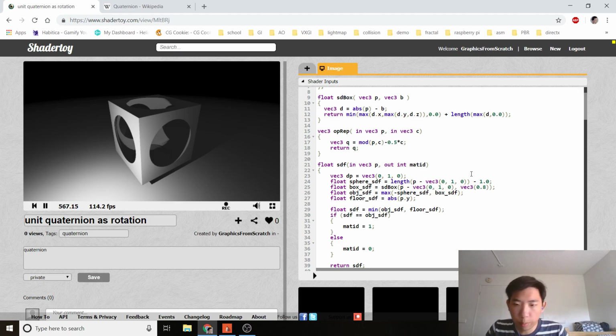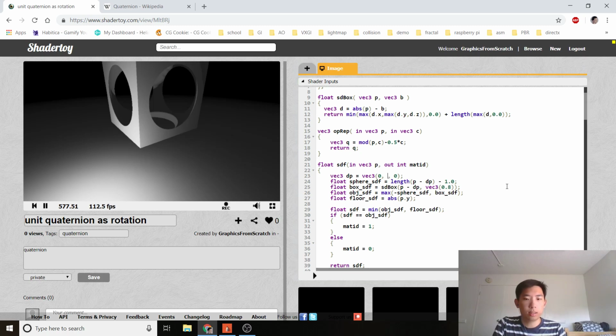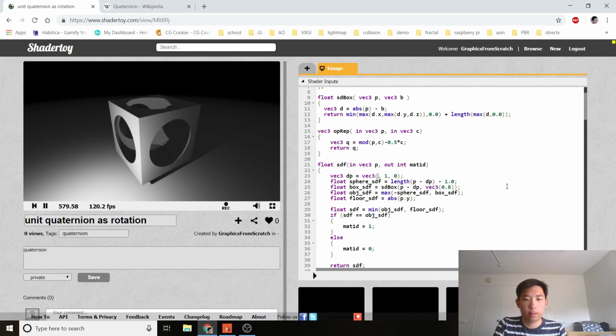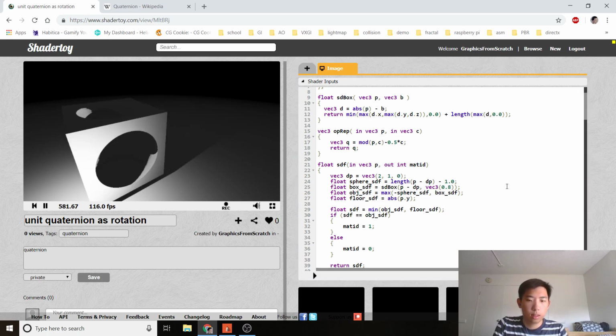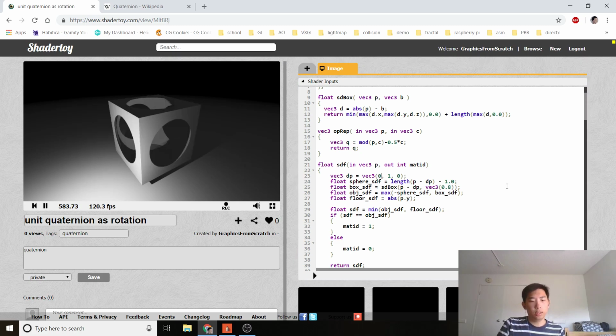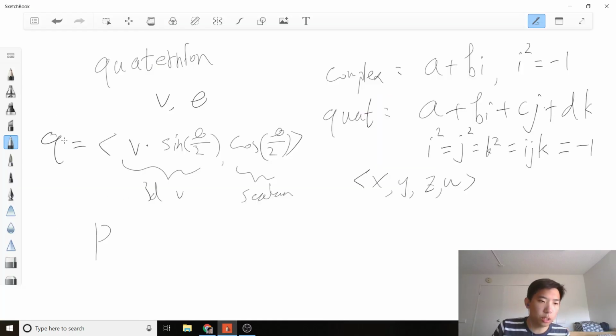I'm pulling out the common vector that I was using just to show you what we're doing. We're doing operations on P, which is the point we're testing in space. If I change the P, you can see that the object gets translated. Same thing: if we want to do translation, we do the inverse of translation on the points. If we want to do rotation of Q, we do the inverse of Q on the point that we're testing.